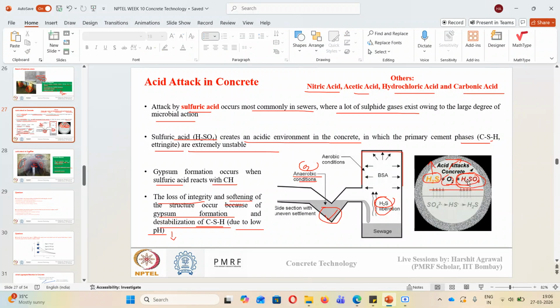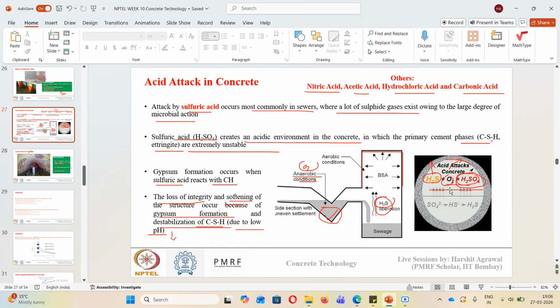How? When sulfuric acid ingresses into the concrete, it lowers the pH of concrete, which will destabilize the CSH. And we know CSH is the main binding material in concrete. And this sulfuric acid will react with calcium hydroxide and form gypsum, which will again cause softening of structure. So in this way, sulfuric acid is degrading the concrete.